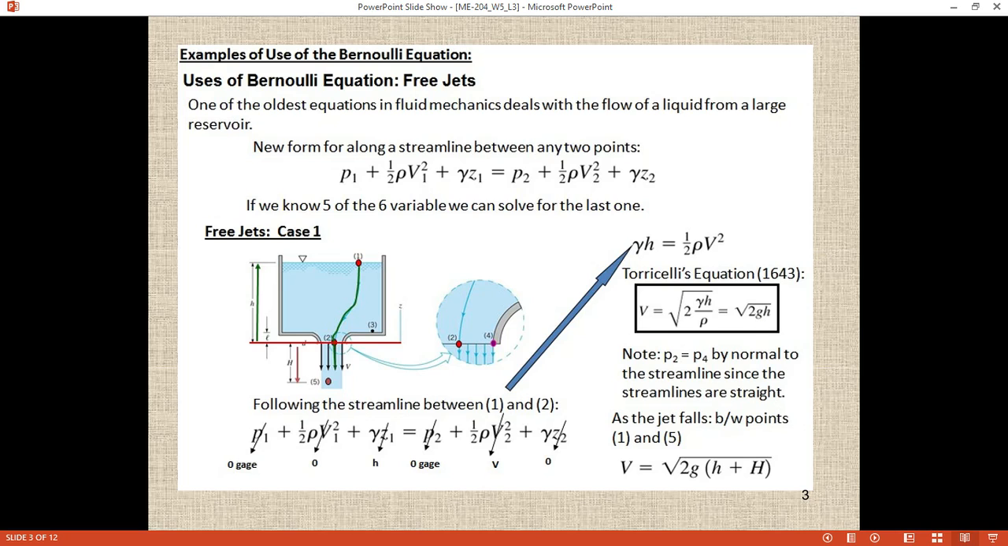Okay, so if you want to find out the velocity somewhere away from the exit point, some distance h, this equation will end up with h plus h. In this case, this is the formula that we can use to find out the velocity at the nozzle or at the exit of the reservoir. So this is the condition of the free jet.